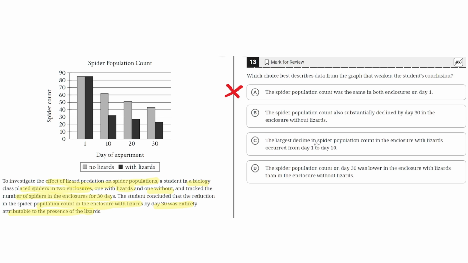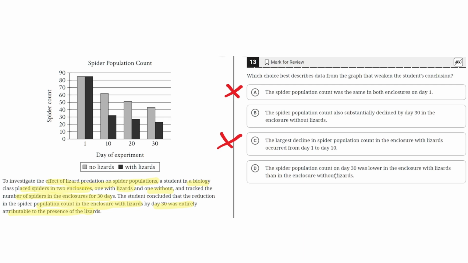C. The largest decline in spider population count in the enclosure with lizards occurred from day 1 to day 10. So this is incorrect because this doesn't weaken the student's conclusion. It merely mentions a data fact from the graph, and this doesn't highlight the enclosure without lizards and how the spider population in this enclosure decreased as well. So we can eliminate answer choice C.